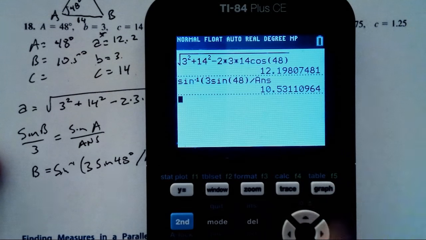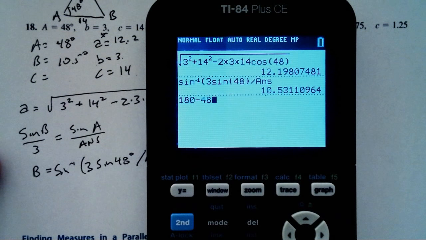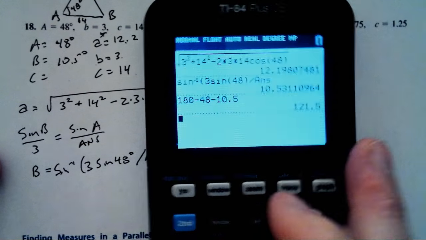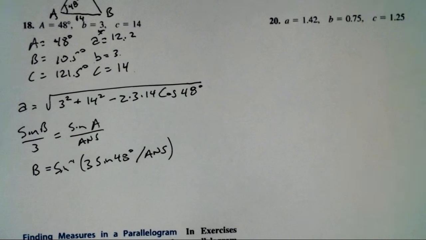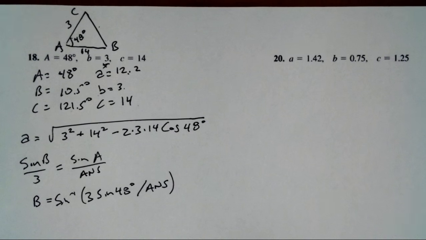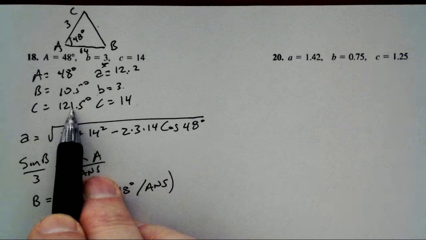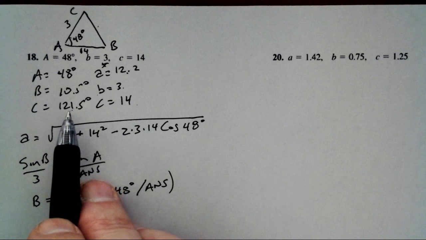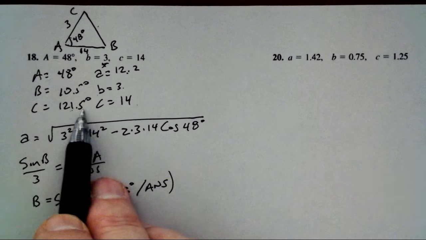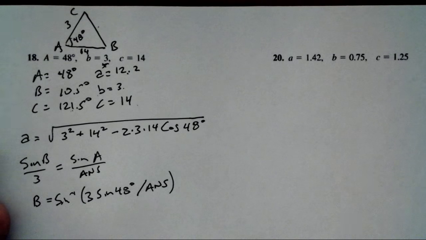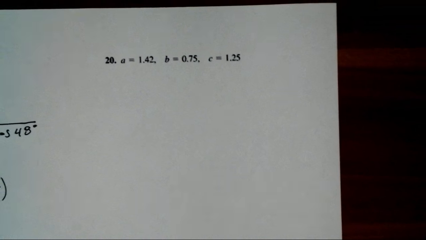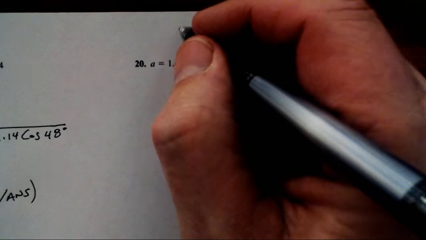And now for angle C, the easy way, 180 minus the 48 degree angle that we have minus the 10.5 degree angle that we have, 121.5 degrees. Okay, and just one answer. If we'd gone to this first with law of sines, it would have told us that it was like 58.5. It would have told us that it was the supplement of that, and it is not. This is side angle side. There's only one answer, and this one happens to have an obtuse angle in it.